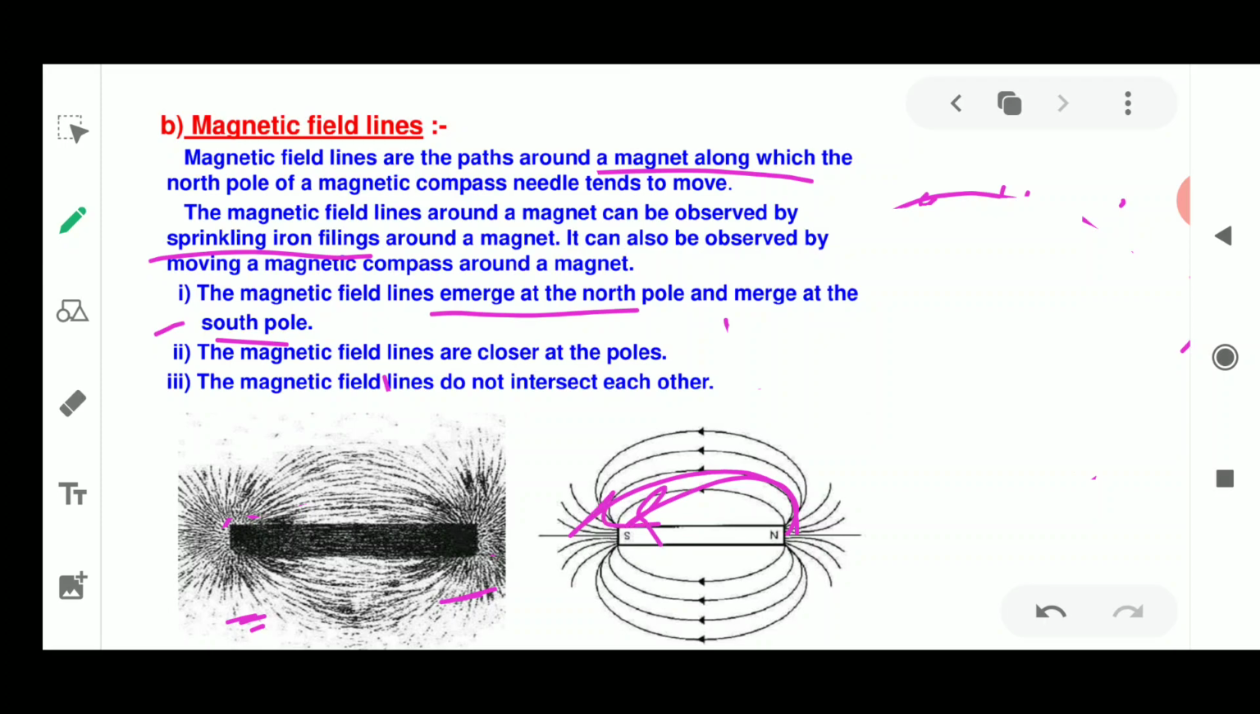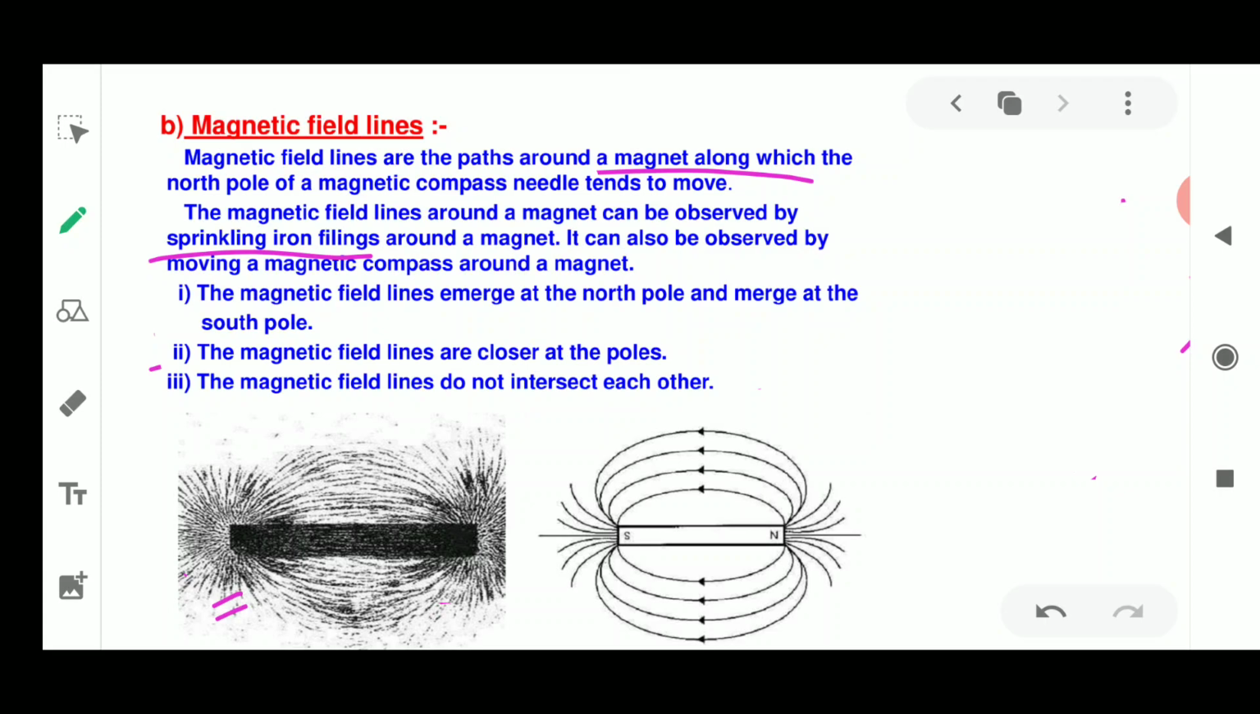Next, the magnetic field lines are very close to the poles. These are called poles, at the edge of the bar magnets. Just beside the poles, you can see that there is a strong magnetic field. So these magnetic field lines are very close to each other when they come closer to the poles of the magnets.